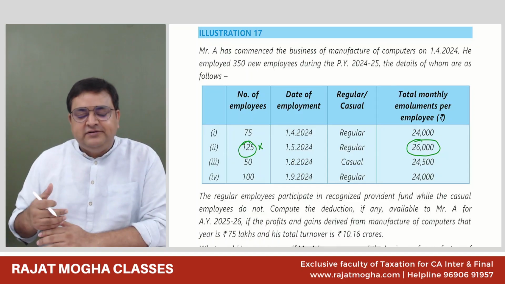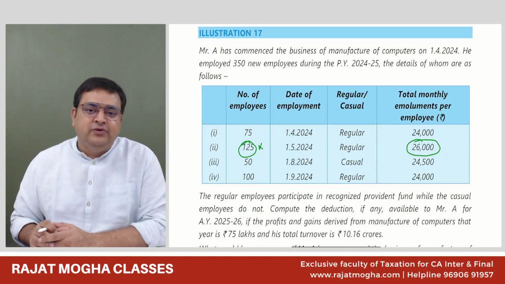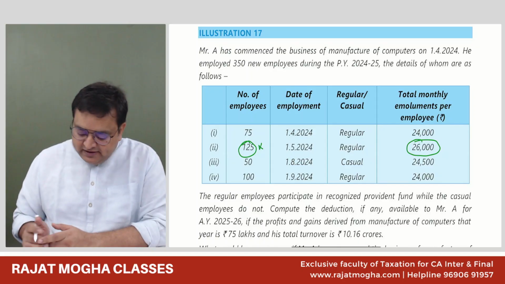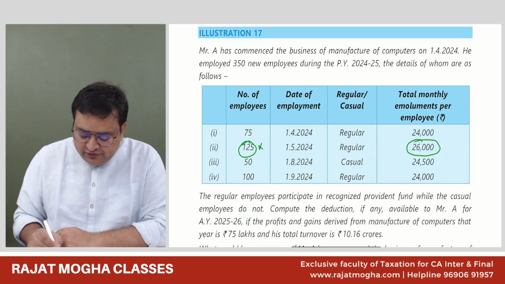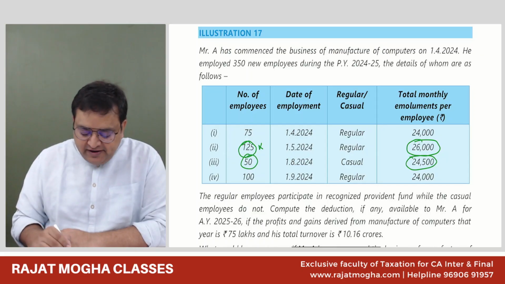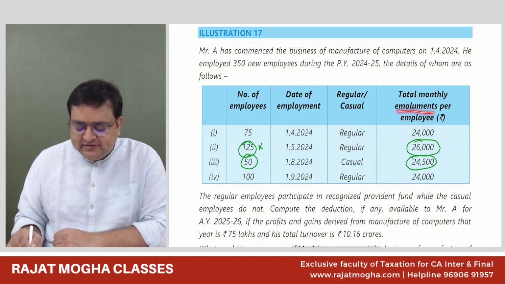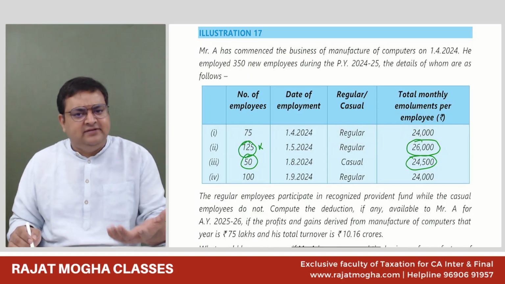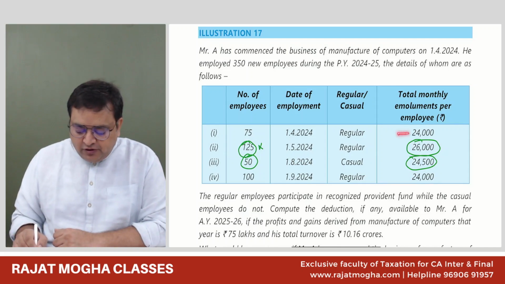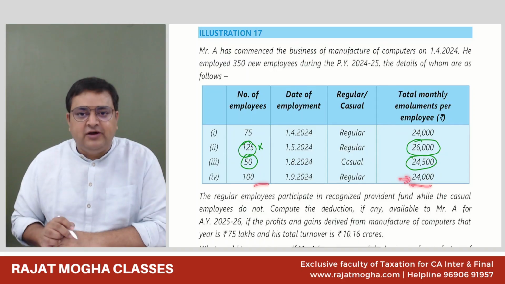Second, they have also mentioned that only the regular employees participate in the recognized provident fund. Casual employees do not participate. So there are some casual employees also, and they will not be eligible. So only these 75 employees can be eligible because they are regular employees as well as their monthly emoluments. Emoluments is nothing but remuneration, salary, wages, etc. So it is not more than 25,000, and here it is also not more than 25,000, it is 24,000.